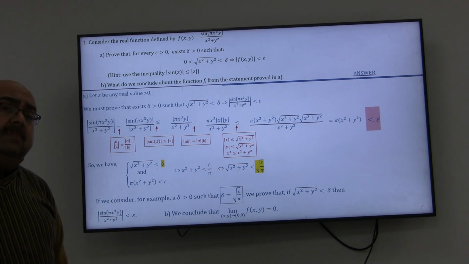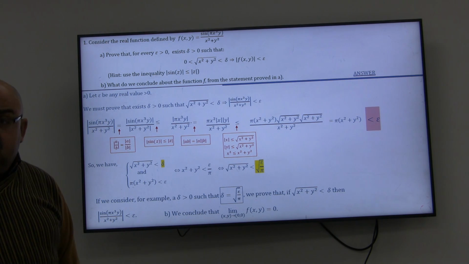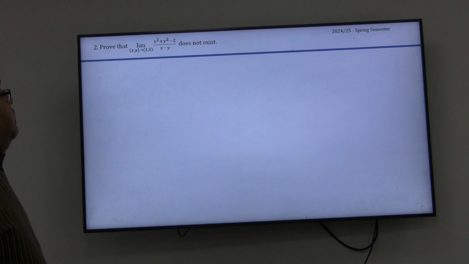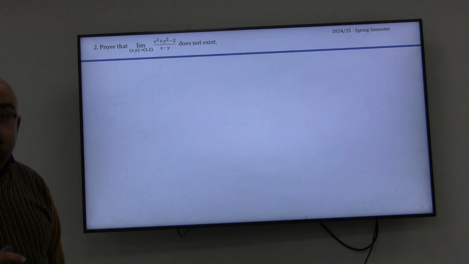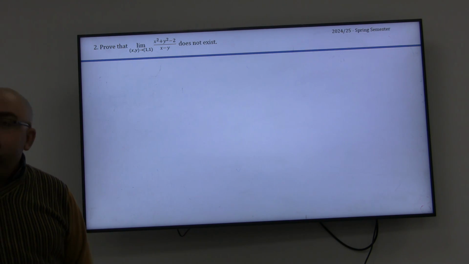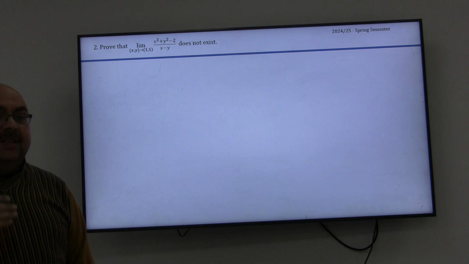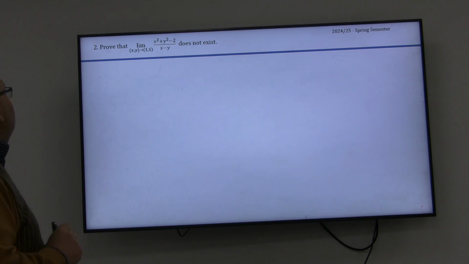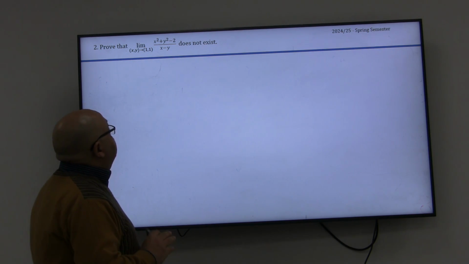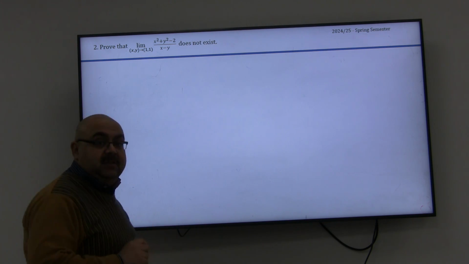I've already sent you the PDF, I believe 2 days ago through the weekend, about all of this part. This exam was in the spring semester of 24-25. And the question is really very simple. If you studied the part on limits, this is really very easy to answer. He wants you to prove that the limit, as x and y tend to 1 and 1, of x squared, y squared, minus 2 divided by x minus y doesn't exist.